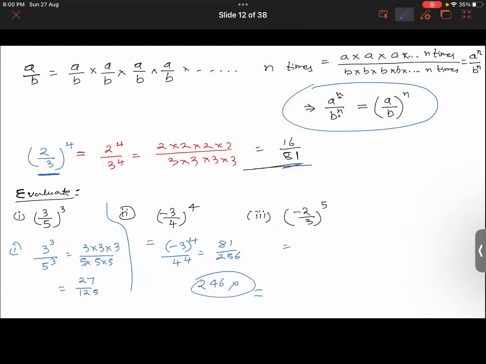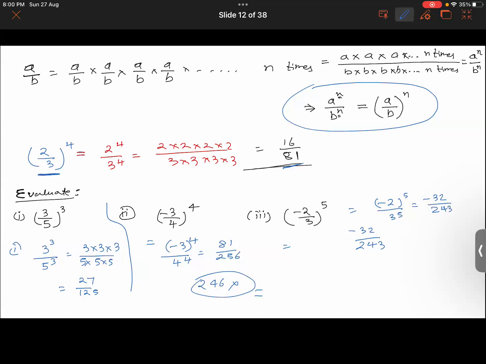No, third one will be minus 32 upon 243. Getting it? So (minus 2) raised to the power 5 upon 3 raised to the power 5, that is minus 32 upon 243. Is it clear, Ahmed? Yes, it is clear now. Just have to multiply it. Hope that is clear. Now let's talk about the negative integral exponent of a rational number.